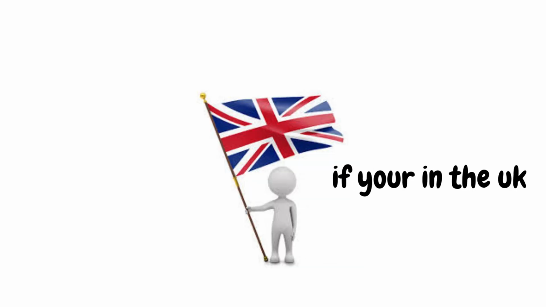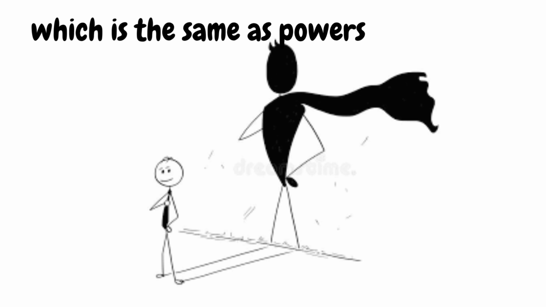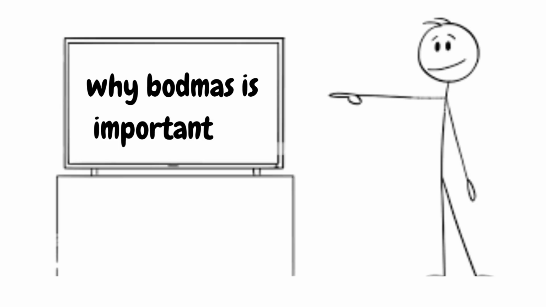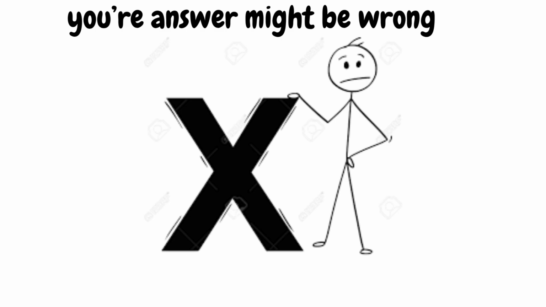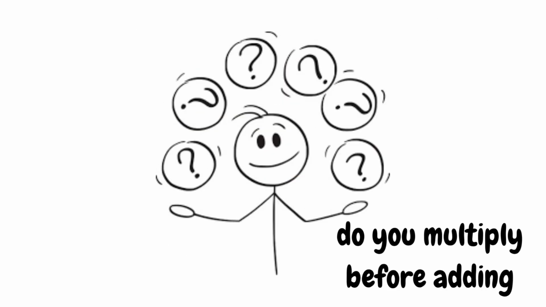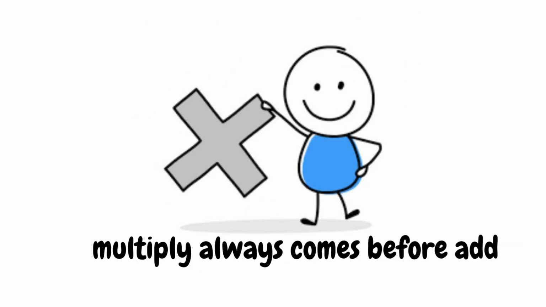Additionally, if you're in the UK, you might see BIDMAS, where the I stands for indices, which is the same as powers. Same rule, just a different word. Why BODMAS is important. If you don't follow BODMAS, your answer might be wrong. It tells you what comes first. Like, do you multiply before adding? Yes, multiply always comes before add.